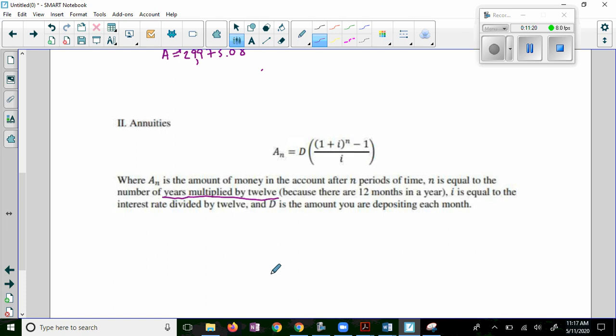in that many years. i is equal to the interest rate divided by 12. So again, we're splitting that up by month because that interest rate is for the whole year. And D is the amount you're depositing each month. So we are contributing a set amount each month, which you typically do with some sort of retirement fund.